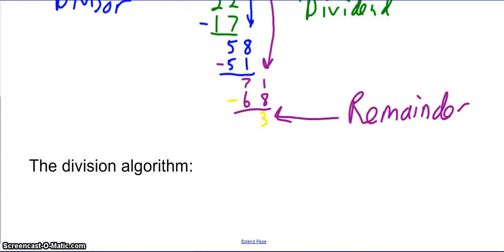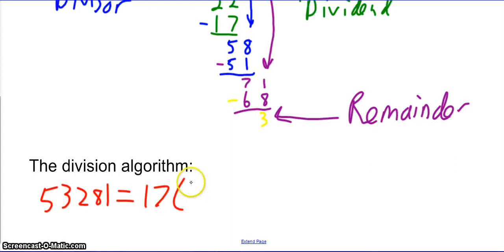Okay, so the division algorithm, which we'll learn about with polynomials, but we can apply it here just so you can see what it looks like. It shows us the relationship between all of these numbers. So the division algorithm here is telling us that the value 53,281 equals 17 times 3,134 plus 3. Or what the division algorithm is formally saying is that the dividend is going to equal the divisor times the quotient plus the remainder.